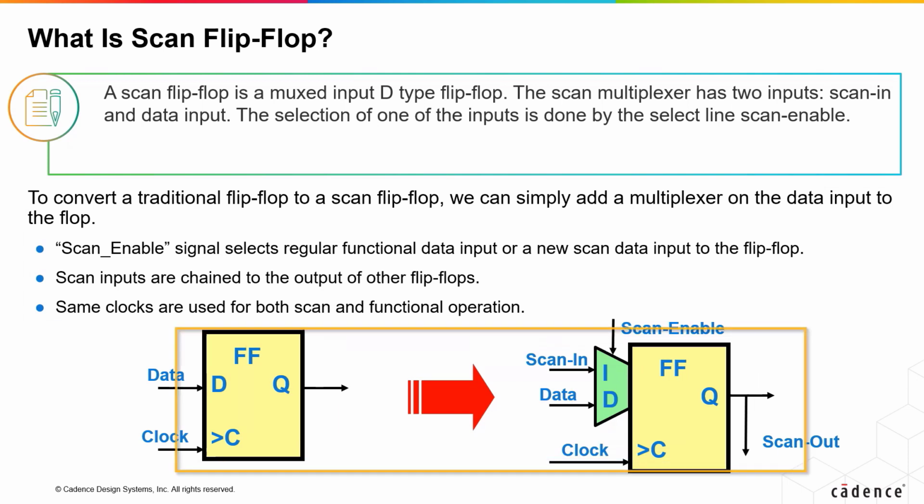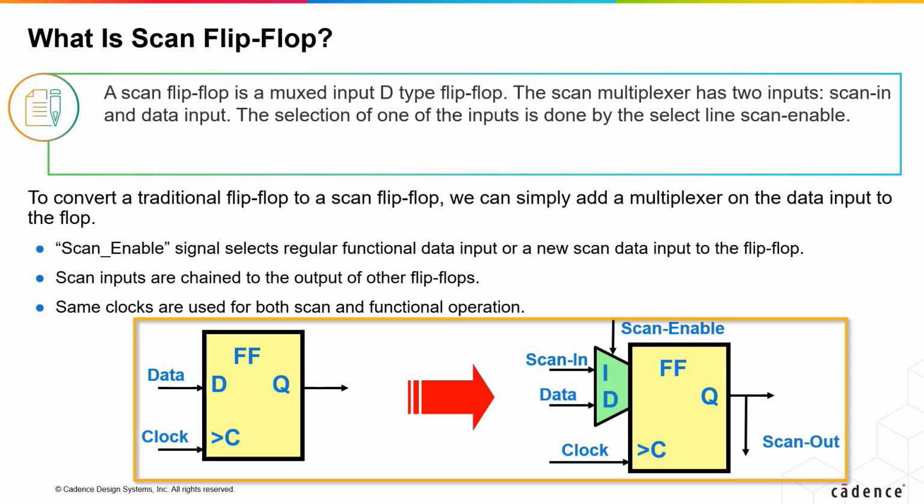Traditional flip-flop, which captures its input on the rising edge of its clock. The simplest way to do this is just to add a 2x1 multiplexer on the data input of the flip-flop. The multiplexer is controlled by the scan-enable test control signal, and selects either the functional data input or the scan data input. The differentiation between the two is a matter of convention.